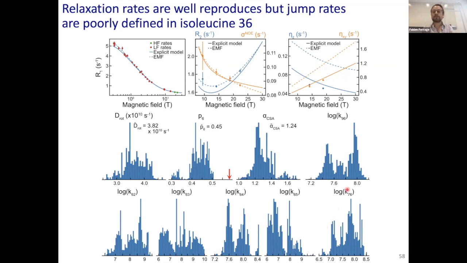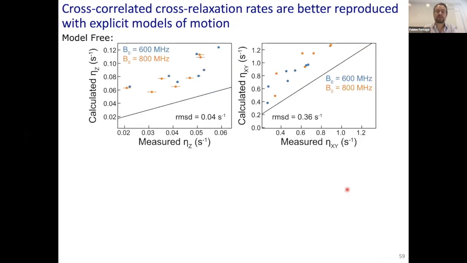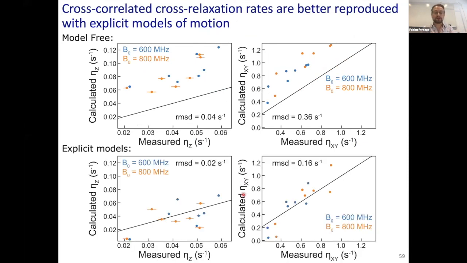So what this shows us is that in simple cases, these explicit models are very good. But in more complex cases, we need more information. I think the place to look for more information will be to synergize more molecular dynamics simulations and relaxation. And we're starting to work on this. But overall, the agreement now between the cross-correlated cross-relaxation rates calculated from the model and those that are measured is not perfect, but it's much better. Again, we do not fit this data, and you can see that the improvement is very significant.